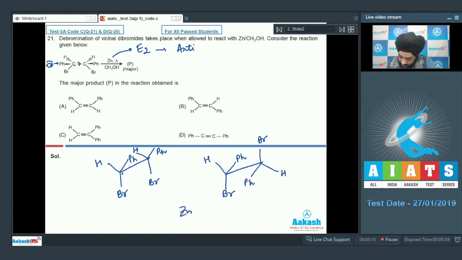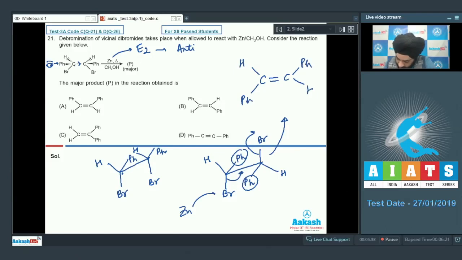Now when zinc attacks this Br, this bond shifts here and this Br leaves. So what we're going to have is this Ph and this Ph. They will be in a trans fashion in the alkene which is formed. So we're going to have H, Ph, Ph and H. So we're going to have the formation of a trans alkene in this case. So if you look at the options which are given to us, we can clearly see that we have to select option B as the correct answer to question number 21.